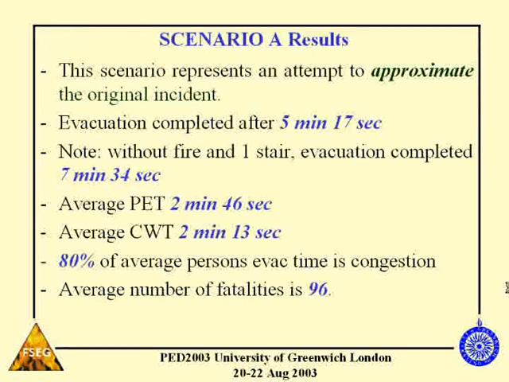The average number of fatalities that Exodus predicted for these simulations was 96. Remember, Exodus is a stochastic model. We have to run it a number of times, and we get a distribution of evacuation times and the number of fatalities. On average, we got 96 fatalities.